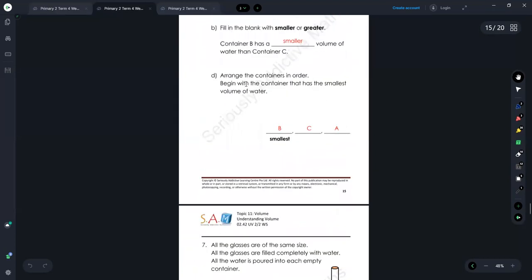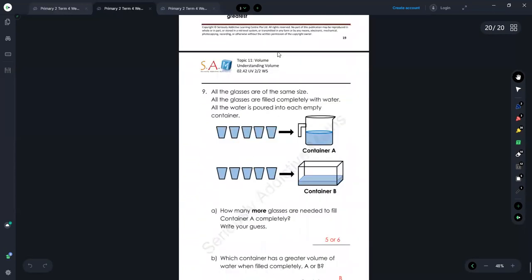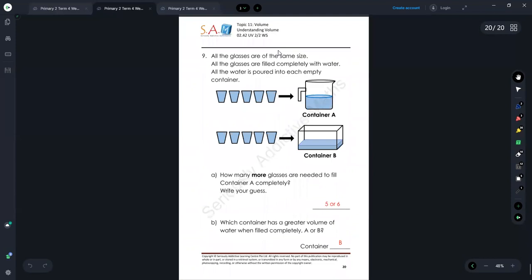Okay, so here they just need to take note that some of the questions require them to compare. Quite straightforward, and I think maybe the last question requires some kind of estimation. All glasses are of the same size. All glasses are filled with water. All the water is poured into each empty container. How many glasses are required to fill container A completely?